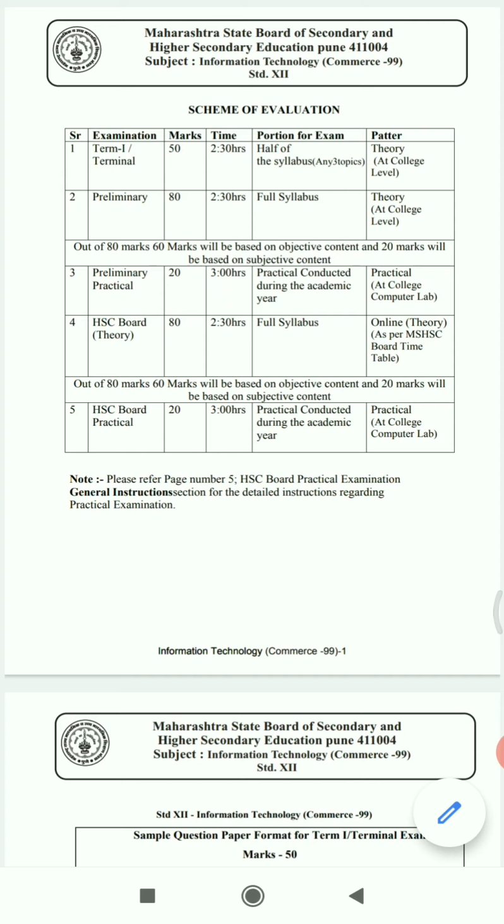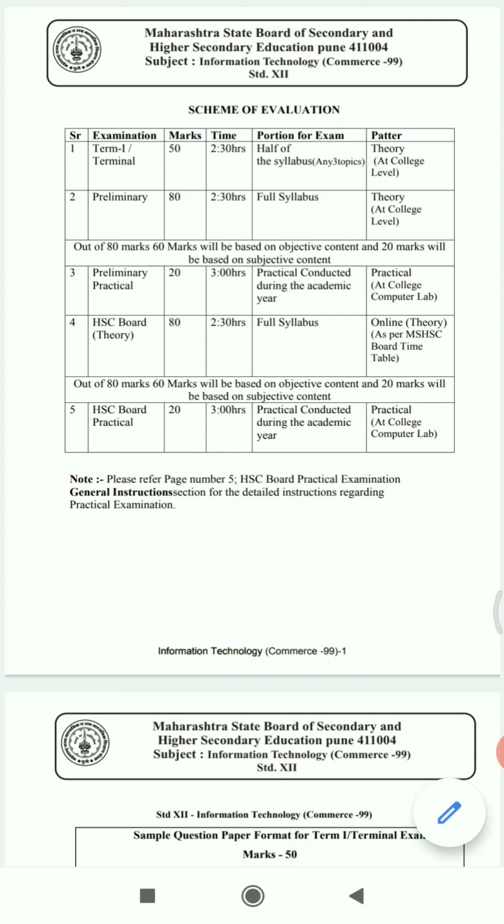It will be a theory exam which will be conducted at college level. The second is the preliminary. This will be for 80 marks, the same as how the board exams are taken, and the time duration will be 2.5 hours. In this you will have the full syllabus, meaning a total of 4 chapters. Even this will be a theory paper done at college level.